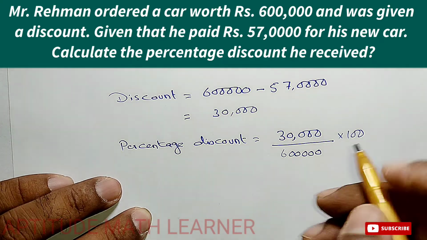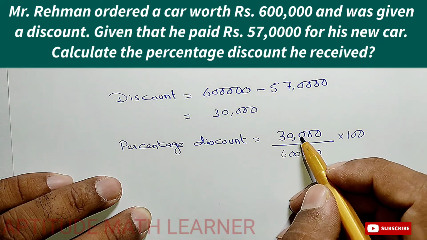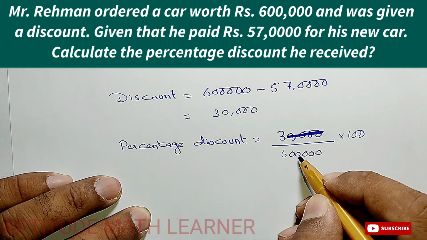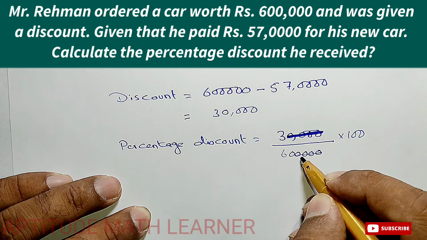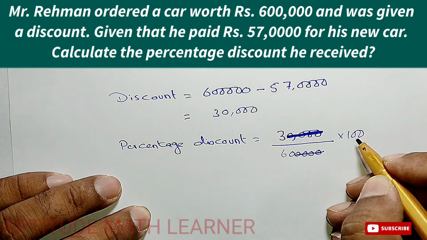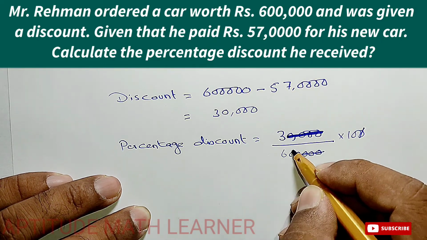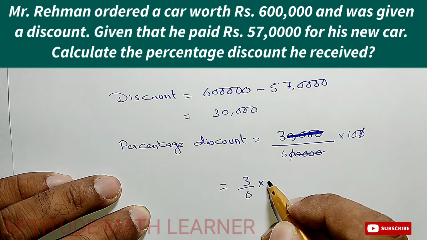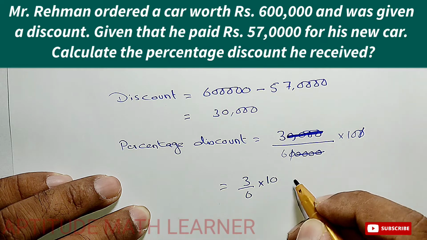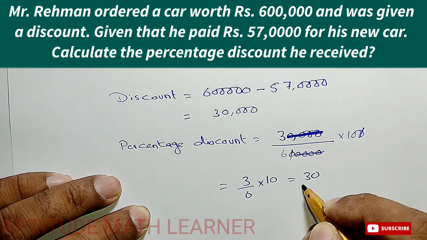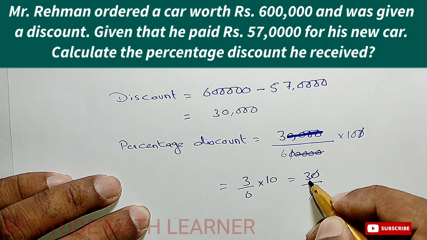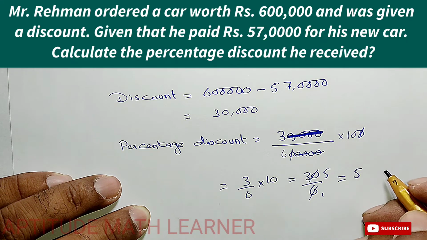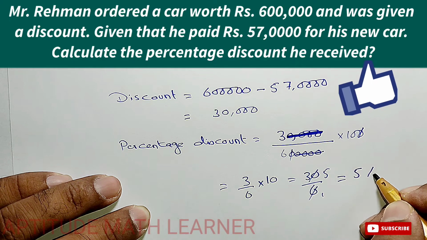After the simplification, we can cancel out four zeros, so this becomes 3 divided by 6 multiplied by 10. So this becomes 30 divided by 6. So 6 ones are 6 and 6 fives are 30. So here we have got the discount, that is 5%.